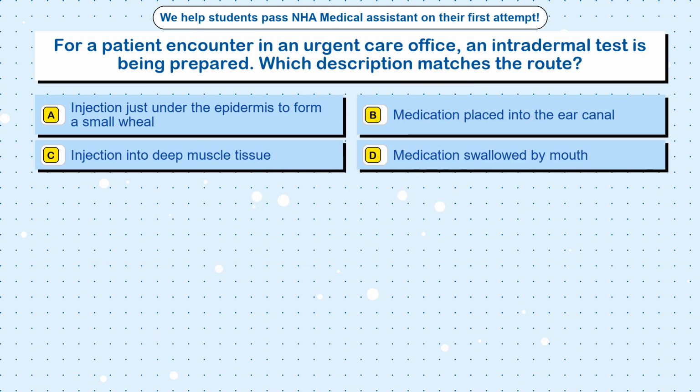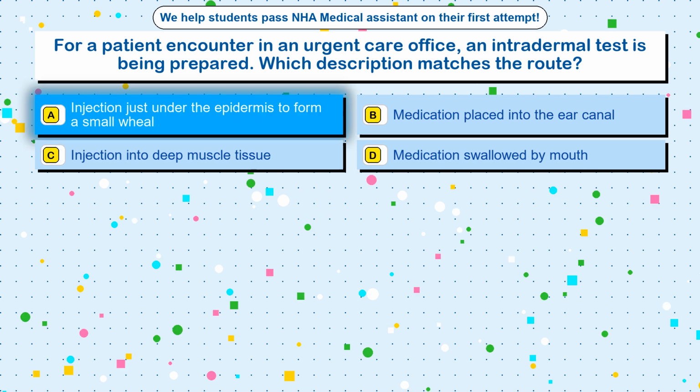Question 14. For a patient encounter in an urgent care office, an intradermal test is being prepared. Which description matches the route? Option A, injection just under the epidermis to form a small wheal. Option B, medication placed into the ear canal. Option C, injection into deep muscle tissue. Option D, medication swallowed by mouth.